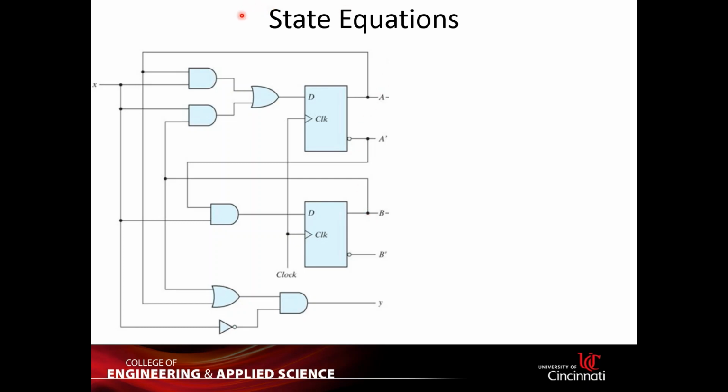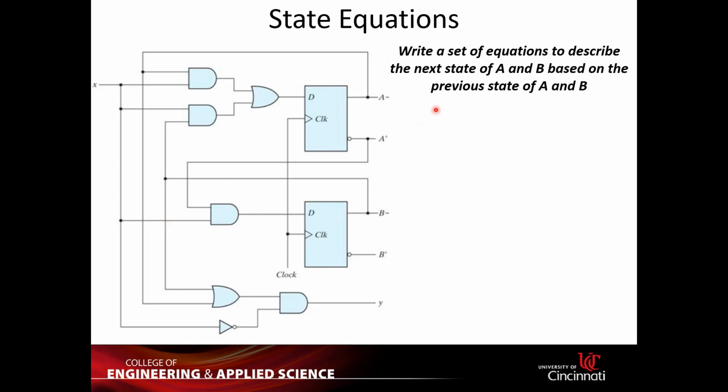But if you look at this circuit diagram, you can see that it has some flip-flops here, and it has some combinational circuit here. And also the output Y is provided by some combinational circuit with the input of the current state, and also the input of the system X.